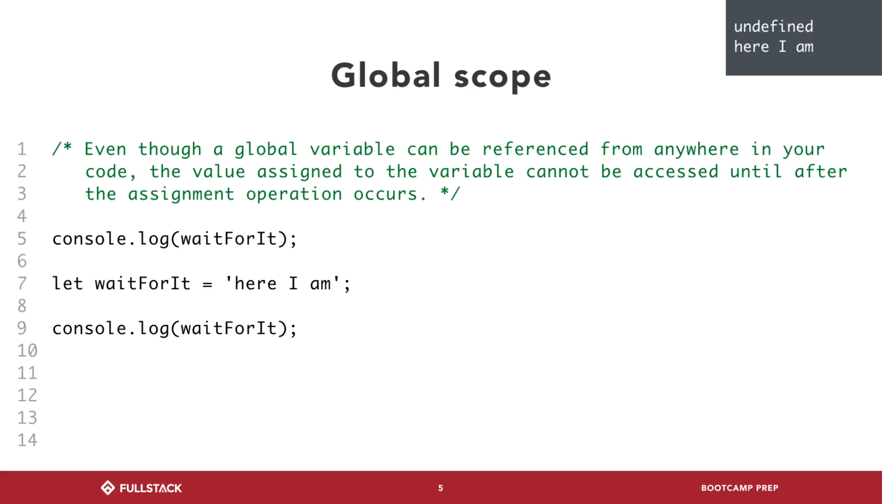The second time it reads through this code, it will try to execute every line of code. It will say console.log wait for it. I know it exists, but I don't know what it is just yet, so it'll be undefined. Then I will assign the value of here I am. And then when I console log again on line 9, it will be here I am.